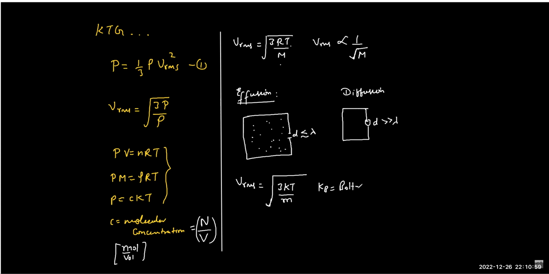Boltzmann constant. And what is the value of Boltzmann constant, if you remember? So 1.38 into 10 raised to minus 23. And what is the unit of this? Joule per Kelvin. Very good. So once you multiply k with temperature, what you get is joule, right?